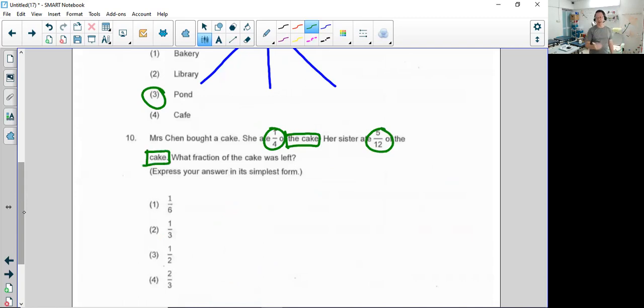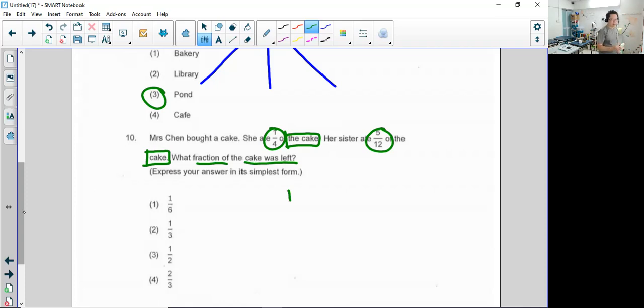So the two fractions are talking about the same thing. So you can make the denominator the same, or you can add them, you can subtract them, because when you add or subtract fractions, you are also making the denominator the same. So when do you do that? When the two fractions are talking about the same thing, then you can make the denominator the same. So what fraction of the cake was left? You can actually do something quite fast without the model drawing. If you know how to do, then we don't have to draw the model.